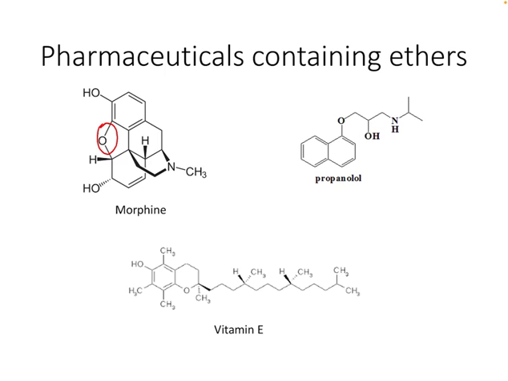The other one I wanted to show was propanolol, which is used for blood pressure. So there's an ether group there as well. And down below we have a structure for vitamin E, which is really good for your skin. So that has an ether group as well. Now, of course, these pharmaceutical drugs have other functional groups in them as well, but these are just examples of ethers, so we're just focusing on those for now.